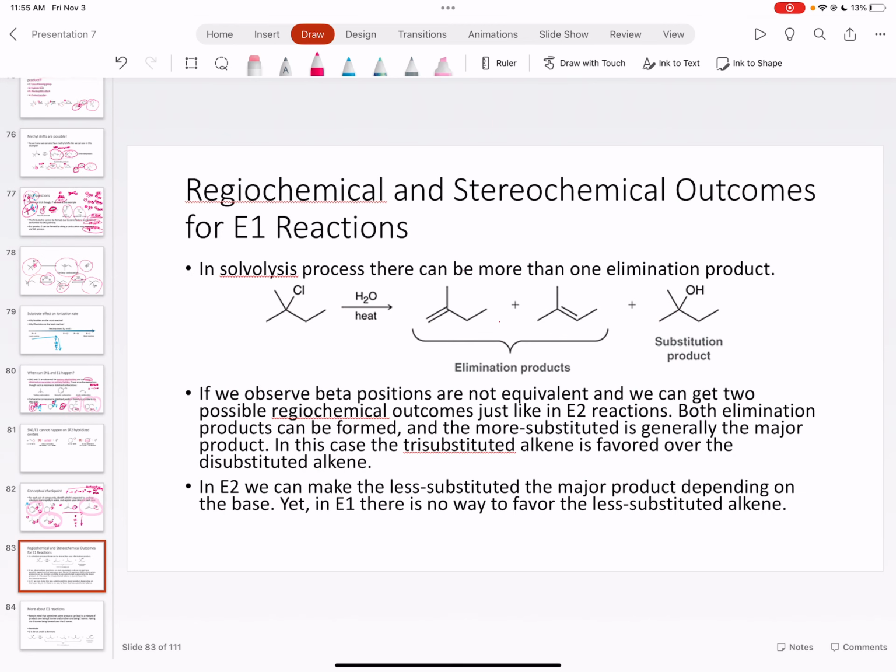Okay, so regiochemical and stereochemical outcomes for E1 reactions. So in solvolysis processes, there can be more than one elimination product. So then this goes to the logic that I told you. So then we have our alpha, right? We can always only have one alpha, because alpha is what's directly connected to that halide. And we can have up to 3 beta.